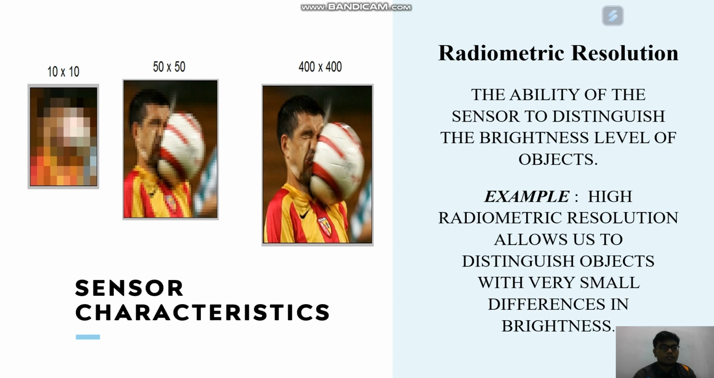The last sensor characteristic is radiometric resolution. The ability of the sensor to distinguish the brightness level of objects. For example, high radiometric resolution allows us to distinguish objects with very small differences in brightness.